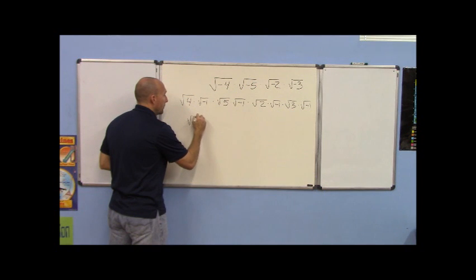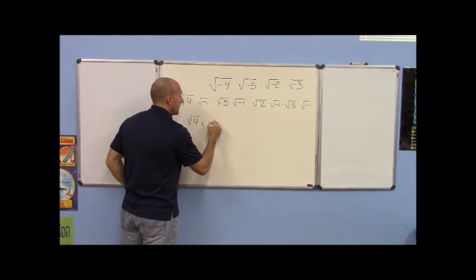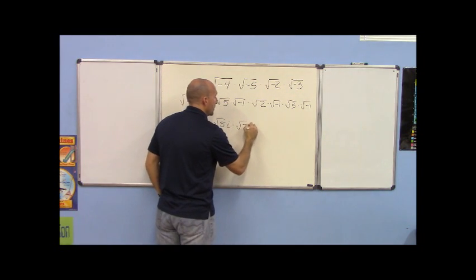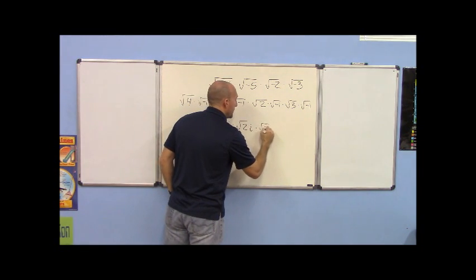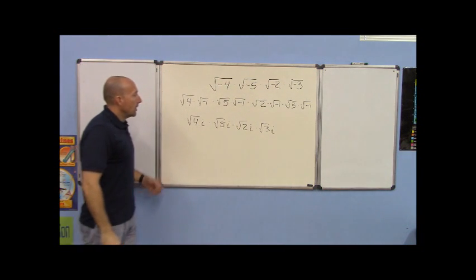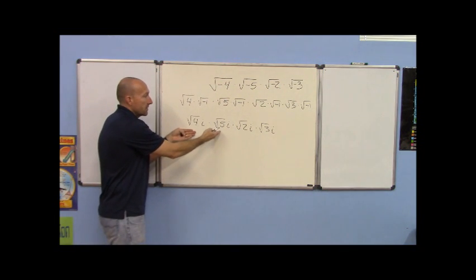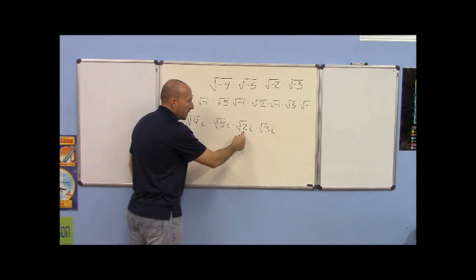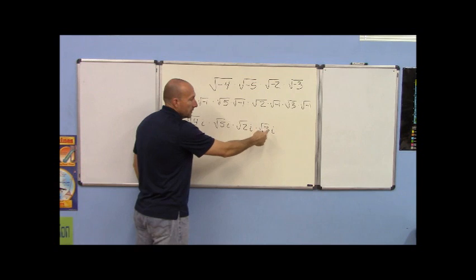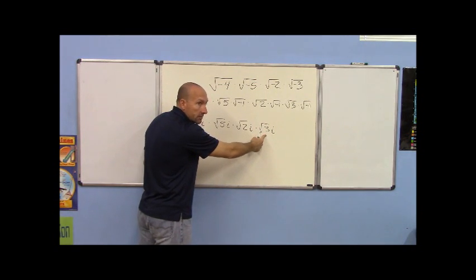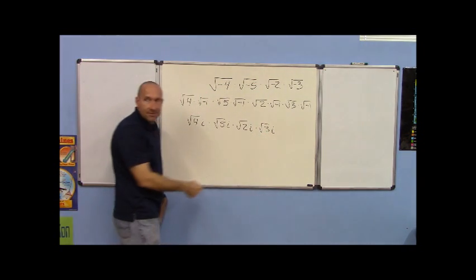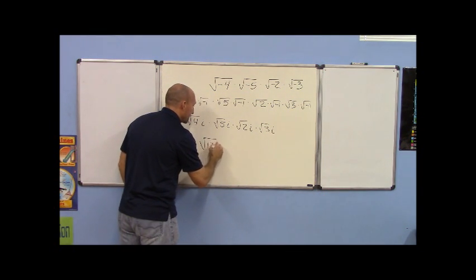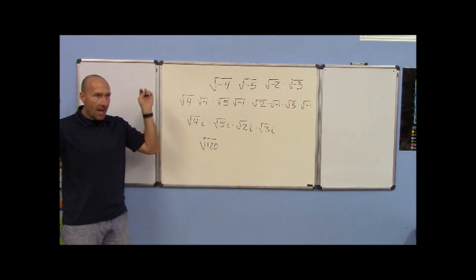So now we have square root of 4, I, times square root of 5, I, times square root of 2, I, times the square root of 3, I. So now we can combine all the constants together. 4 times 5 is 20, times 2 is 40, times 3 is 120, right? Very good. Yes, square root of 120. Everybody get that? Yay! Pat yourselves on the back.